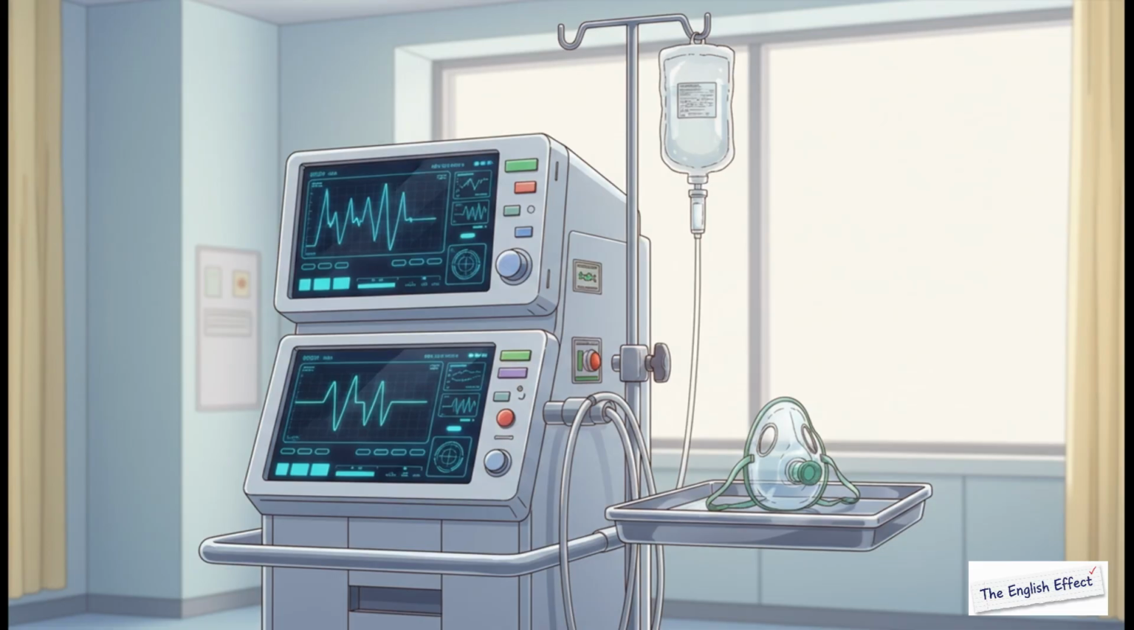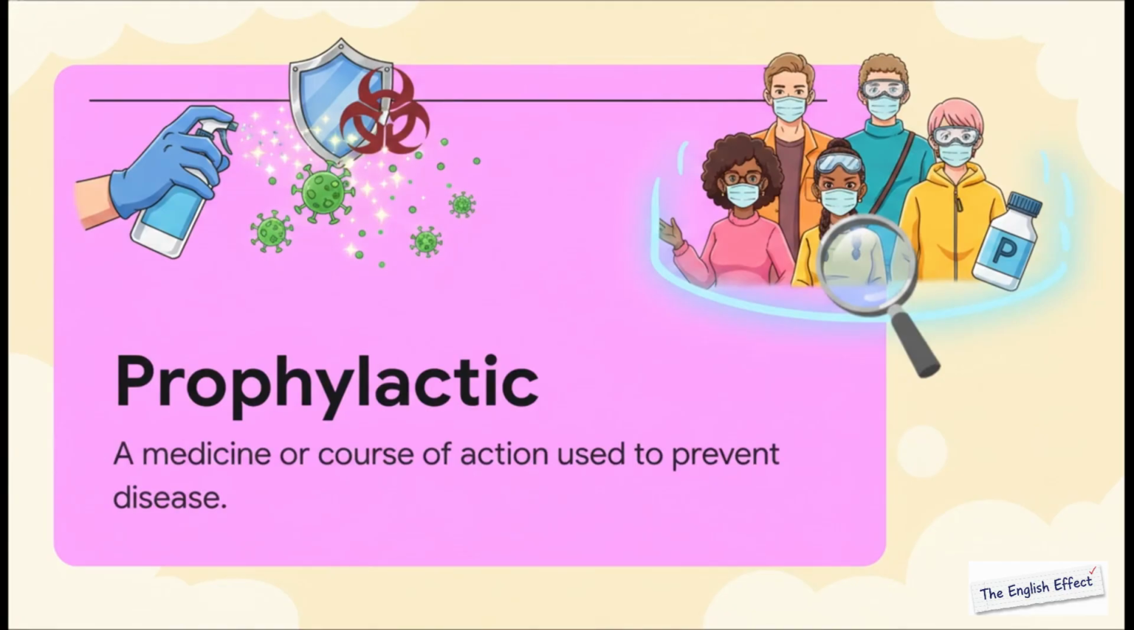ECMO temporarily takes over the work of the heart and lungs just to give the patient's body a fighting chance to rest. It is a really intense lifeline for a very serious disease. Because treatment is so incredibly difficult, prevention is absolutely vital. And this introduces our final word, number 10, prophylactic. Let's say it together. Prophylactic. Definition: a medicine or course of action used to prevent disease.